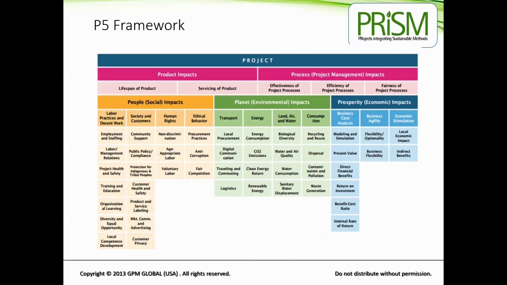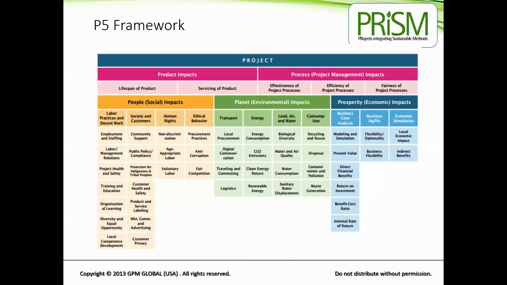Now, this is already one of the award-winning frameworks under the PRISM method that encompasses the P5 element breakdown in terms of its title: product and process, people, planet, and prosperity, with its subcategories. For example, under people, there are 4 categories, which are labor practice and decent work, societies and customers, human rights, and ethical behavior.